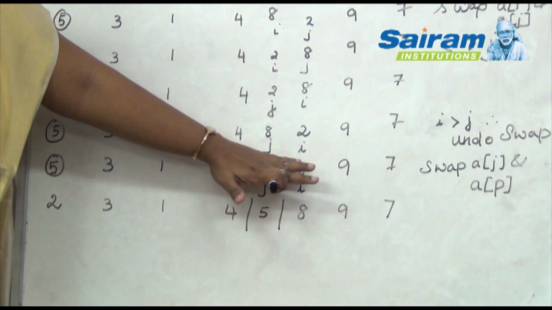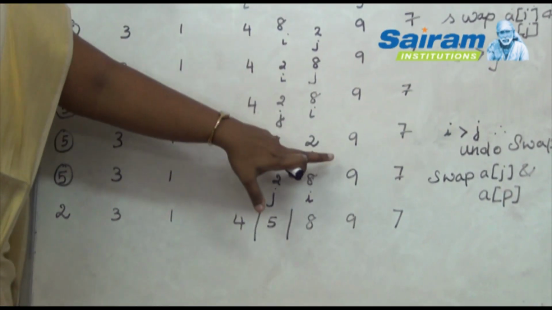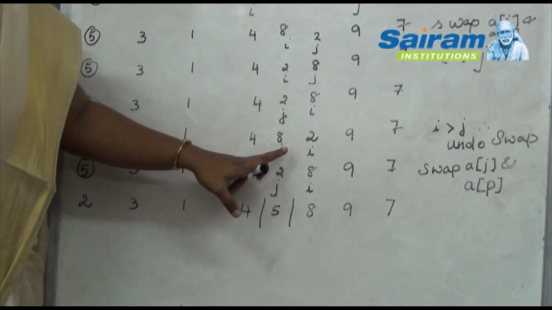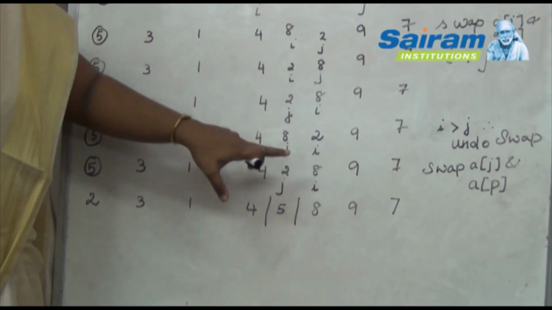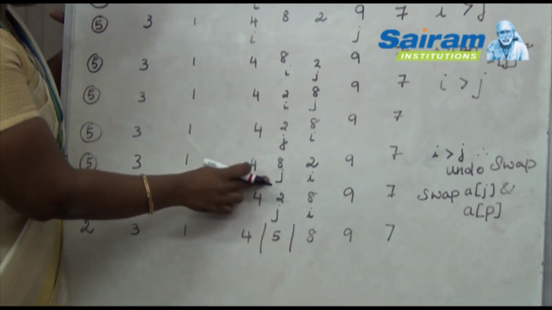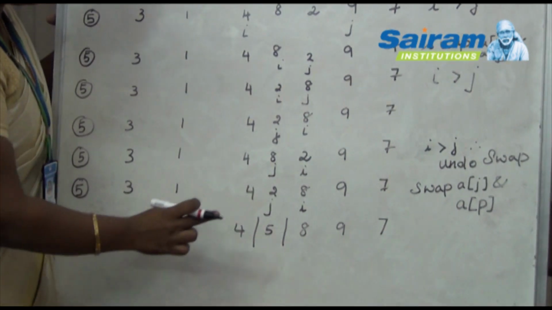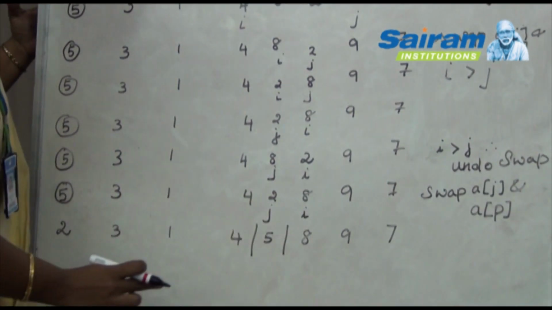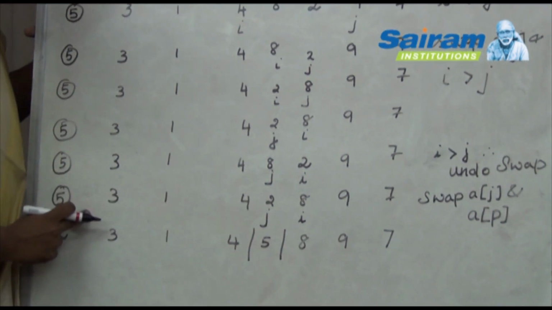Okay, the point here is, we should not swap when i has become greater than j. We should not swap A of i and A of j. What must have been done here? We must have swapped A of j and A of pivot. So, undo the earlier swap. So, we have got 8 and 2 again. Now, we have to swap 2 and 8 again. Now, we have to swap A of j with pivot.